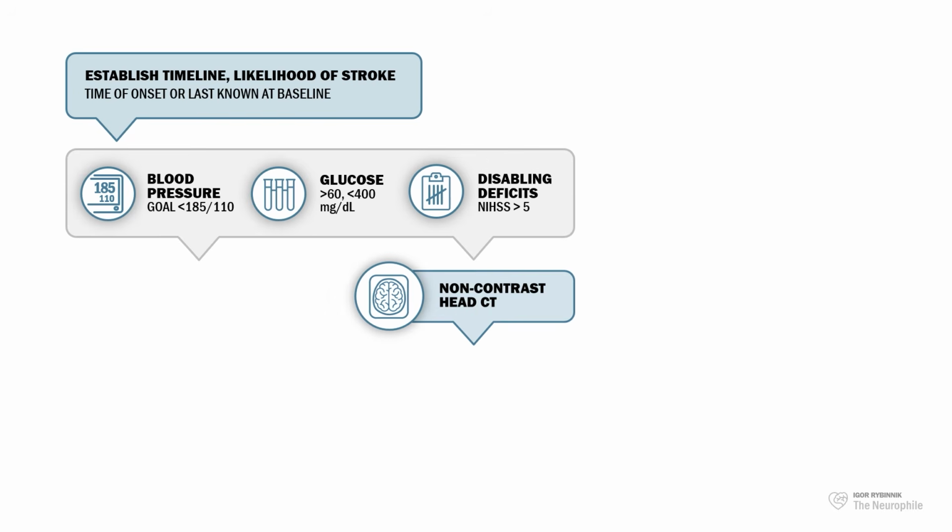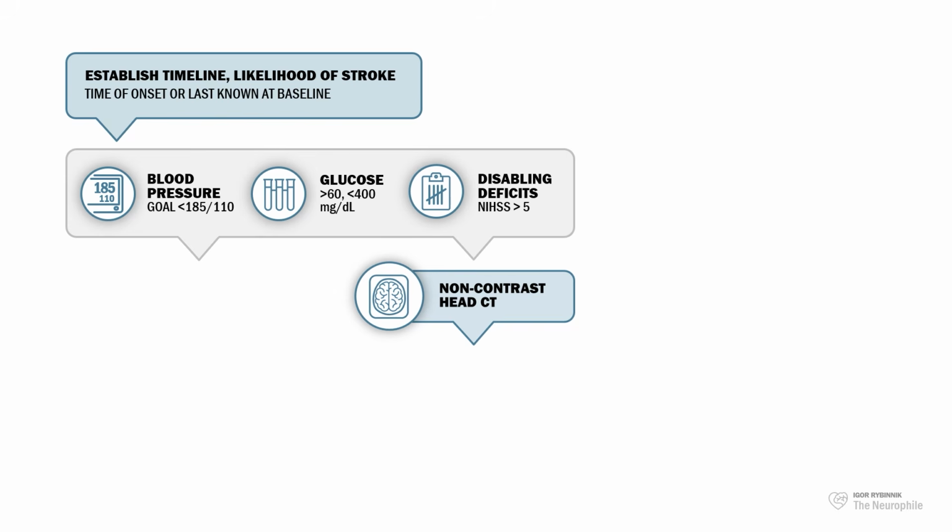Next, we absolutely need a non-contrast head CT, because there's no other reliable way of distinguishing ischemia from hemorrhage. CT may also show chronic lesions, large mass lesions, and early signs of ischemia. But in most patients with stroke symptoms occurring within the window for intravenous fibrinolysis, CT will be normal.